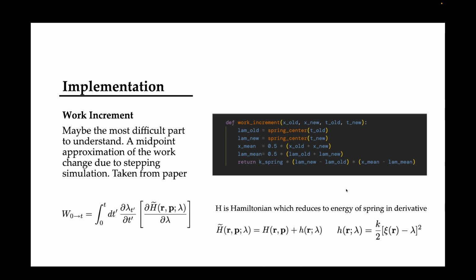approximation. It's in the paper where you are doing the new lambda minus the old lambda times the mean x minus the mean lambda. So it's like a midpoint discrete integration. And so essentially we're calculating delta w each time and just accumulating that. And we're going to do this for lots of trajectories, and that's going to give us a set of works.